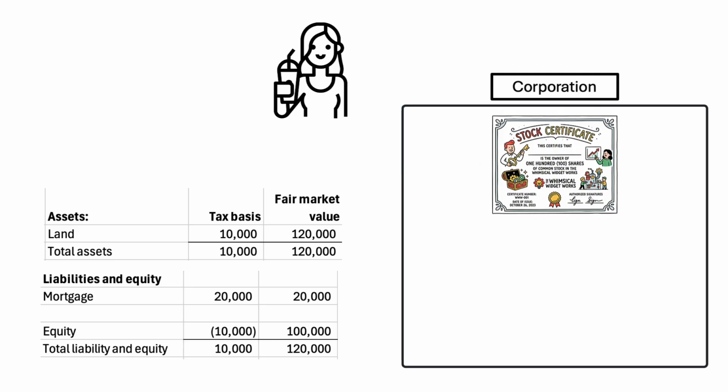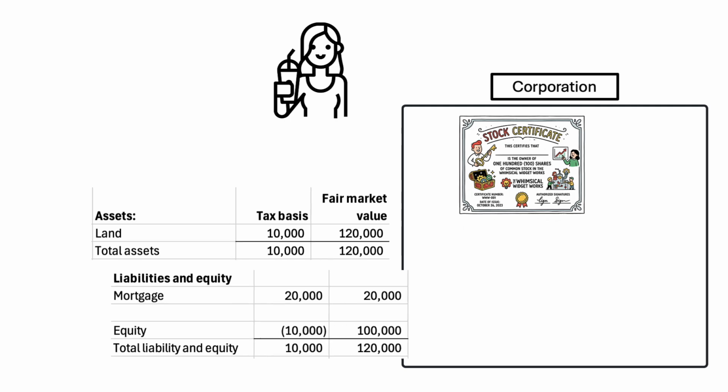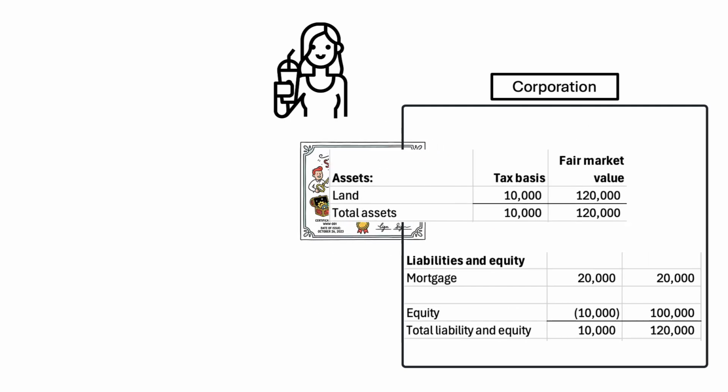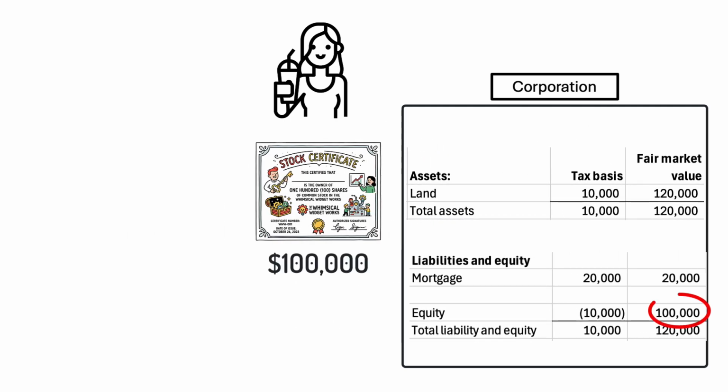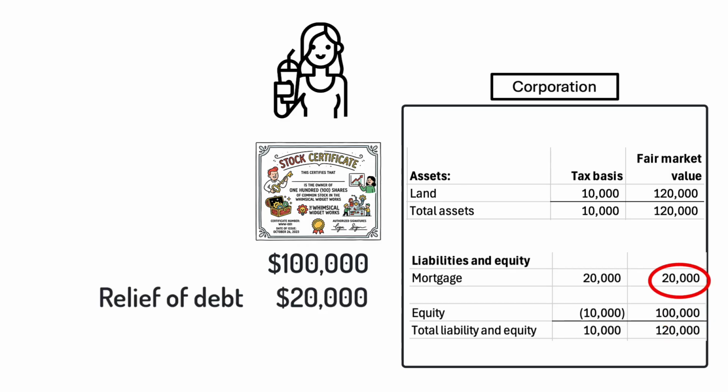In this example, the shareholder is contributing land to the corporation in exchange for stock. The shareholder is also putting in the mortgage to the corporation, so there is some relief of liabilities to the shareholder. In this example, we can estimate the value of the stock in the corporation to be the equity on the balance sheet under fair market value. So the value of the stock we're going to estimate as $100,000. The other thing that the shareholder is getting, though, is the relief of a $20,000 debt that's being transferred to the corporation.